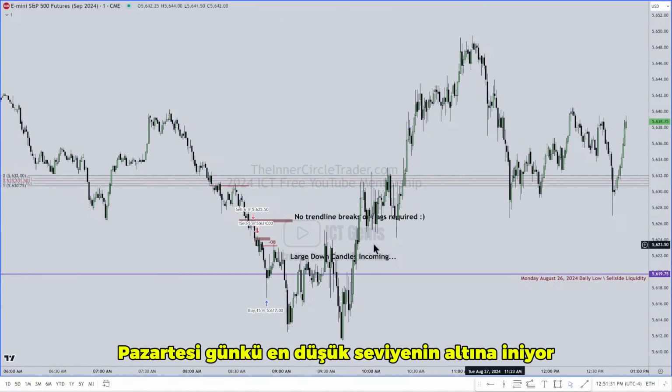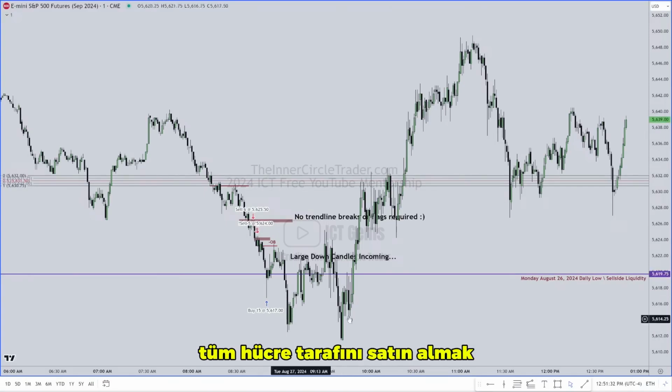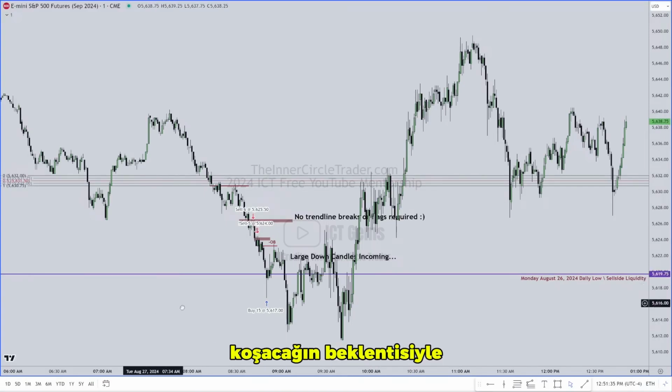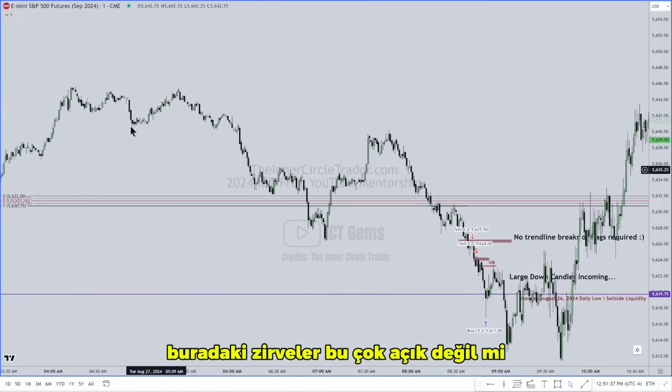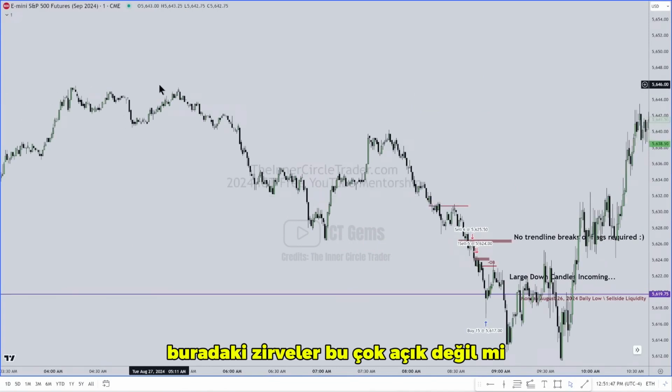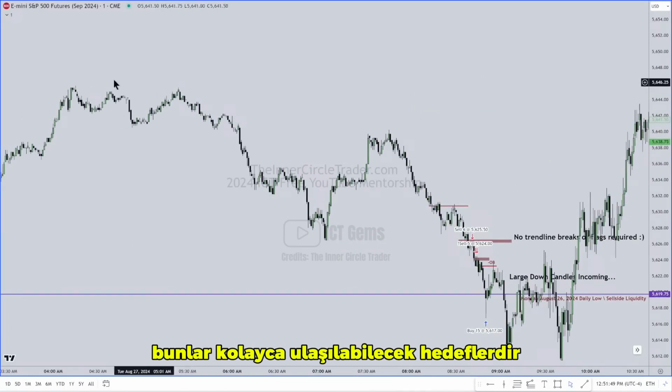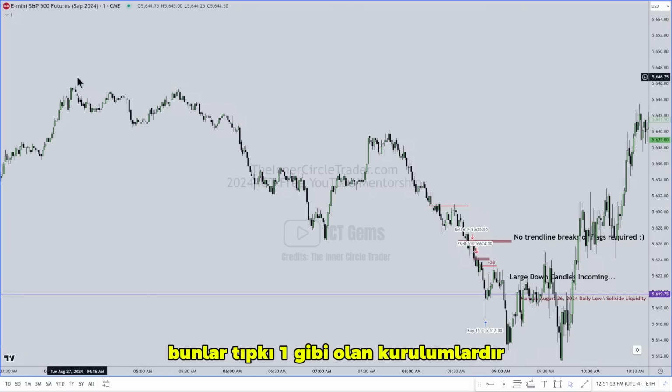Okay. Well, going below Monday's low, buying up all the sell side with the expectation that you're going to run the highs over here. This is obvious, right? When you start seeing these things like this, these are the easy, low-hanging fruit objectives. They just cannot hide them from you. They are the setups that are just like 1 or 2 or 3 a week. They're the easy ones. You want to start looking for them.